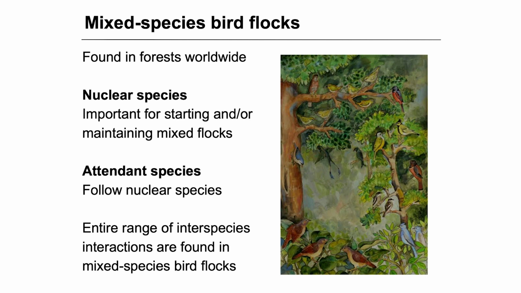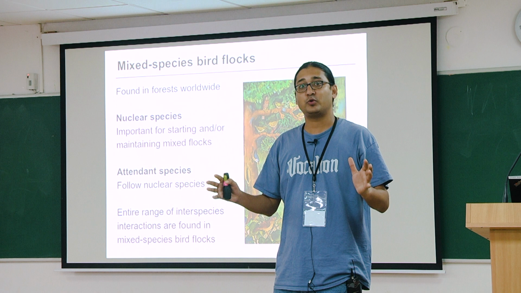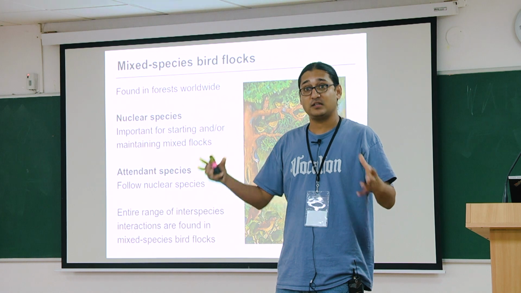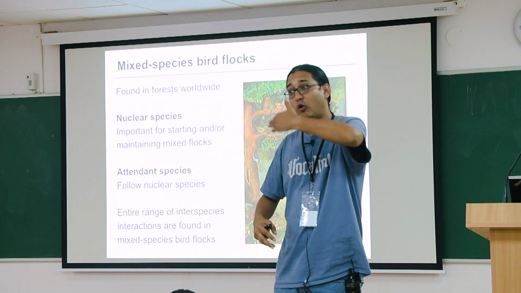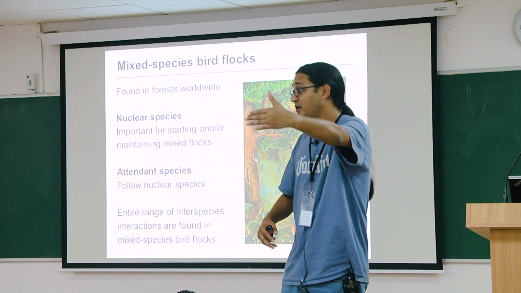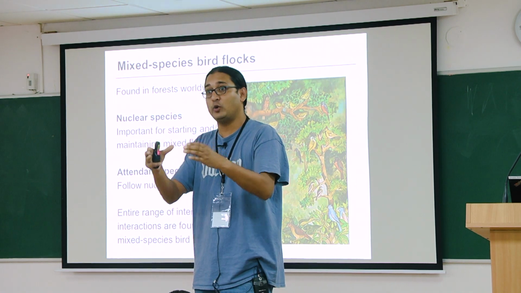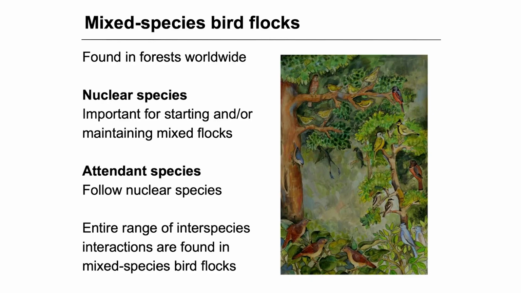Mixed species bird flocks are groups of insectivorous birds that forage together. In Arunachal Pradesh, you can have up to 40 species in the same flock, all moving together, all feeding together, right? So it's not as if this species feeds here and that species feeds there, and they're all doing things independently. It's a very cohesive group. And these groups are made up of what are called nuclear species. Nuclear species are responsible for bringing the group together and for maintaining those groups over time. And there are what are called attendant species. Attendant species are those that follow nuclear species. The nuclear species are providing some benefits to the attendant species.